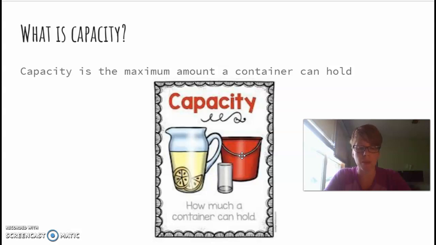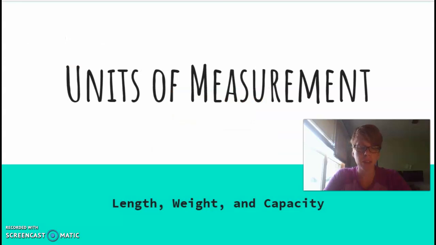So just remember that when you're talking about capacity, you're normally talking about liquid things, like maybe soup or water or things like that. So the three units of measurement that we are talking about today are length, weight, and capacity.